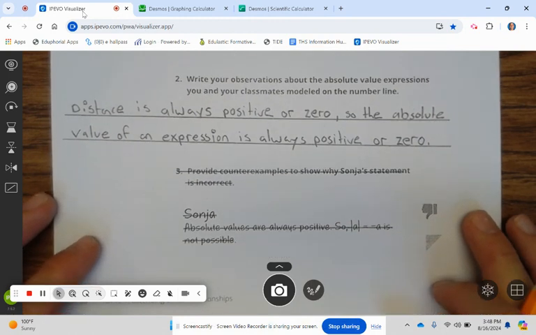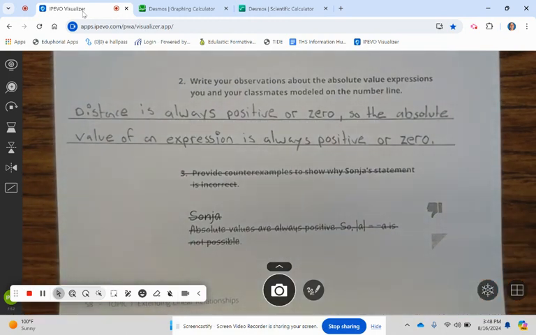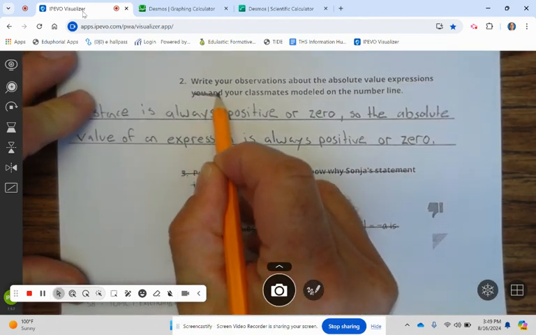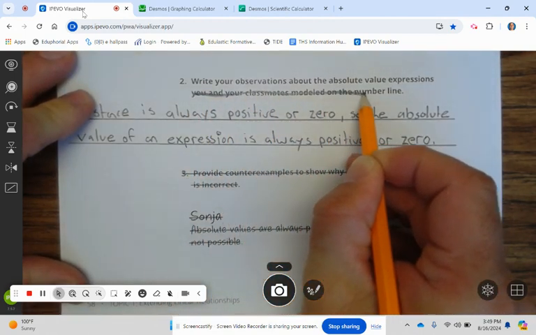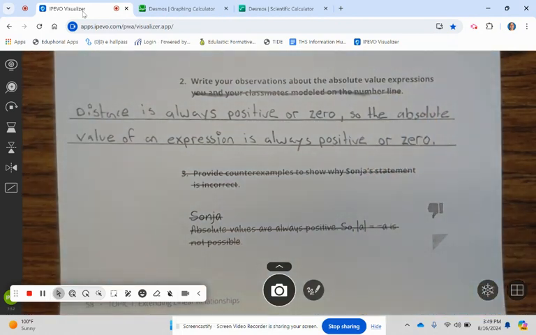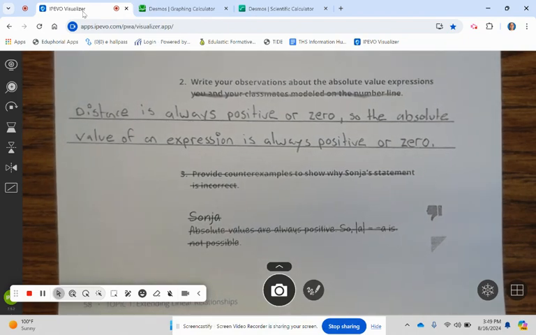the next portion. 2. Write your observations about the absolute value expression you and your classmates modeled on the number line. Distance is always positive or 0, so the absolute value of an expression is always positive. We didn't do that, so let's go ahead and mark that out. Alright, go ahead and mark out 3, and let's take a look at the next page.